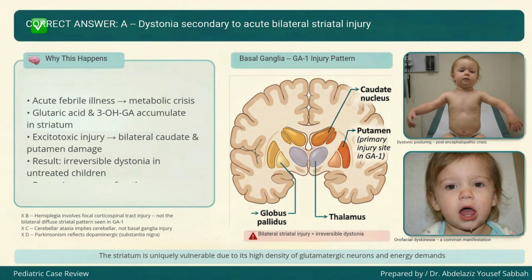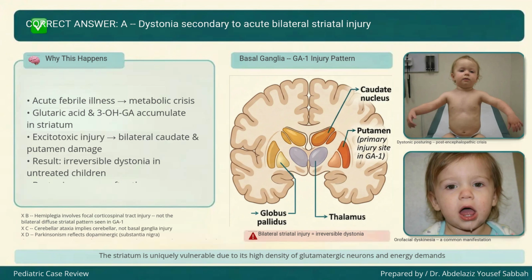This produces excitotoxic injury to the bilateral caudate and putamen. The result is irreversible dystonia in untreated children. Dystonia appears after the encephalopathic crisis, and choreoathetosis and orofacial dyskinesia may also follow.